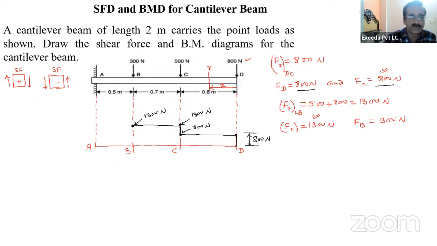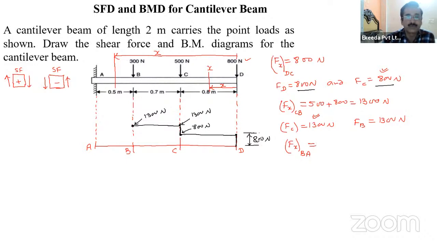Now I can choose a section between B to A. So let us take a section between B to A, from the free end. I am taking from the free end only. So from the free end, I am taking a section between B to A, and I have to find out the Fx, which is valid between B to A.